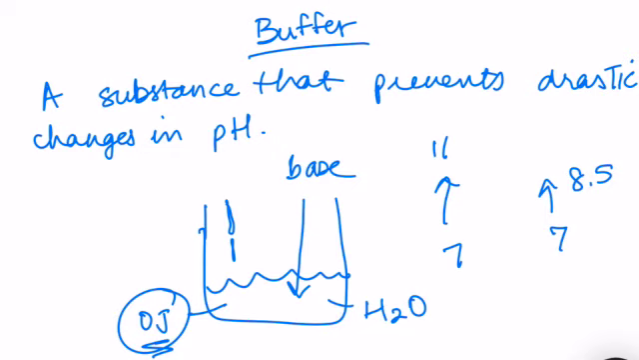So buffers are very important in life. Our blood actually has buffers inside it. And so those will prevent drastic changes of pH and keep us alive.